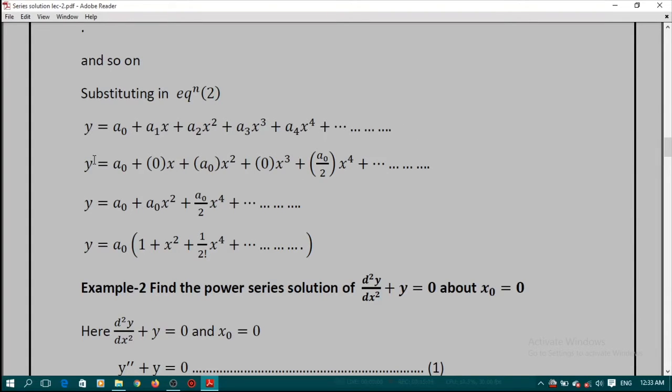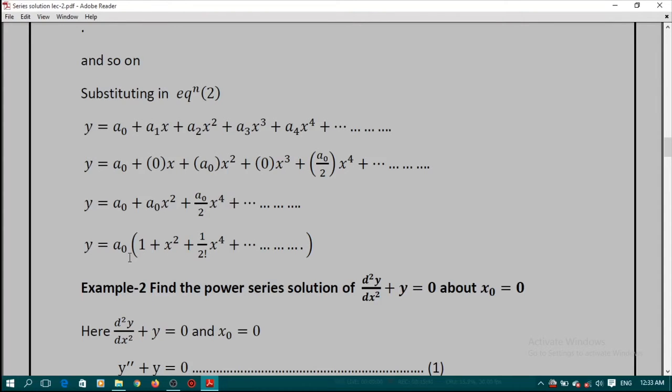So a0 will be as it is, value of a1 is 0, value of a2 is equal to a0, value of a3 is 0, value of a4 is a0 by 2. So after substituting we get y equals a0 plus 0 into x plus a0 into x square plus 0 into x cube plus a0 by 2 into x raised to 4 plus so on. So we get y is equal to a0 plus a0 into x square plus a0 by 2 into x raised to 4 plus so on.